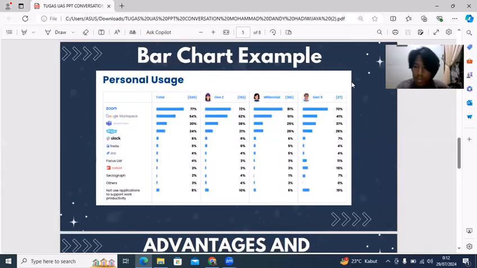Bar chart example. This is an example of a bar chart that illustrates data on the number of respondents who rely on several applications to increase their work productivity. From the bar chart, it can be seen that Zoom is the most popular application used.